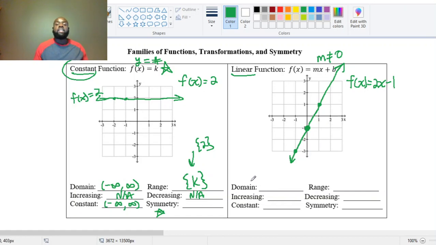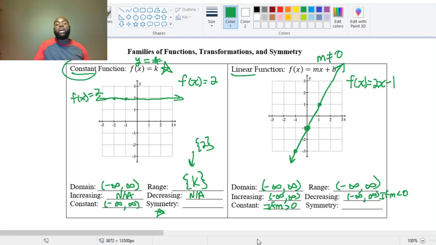So the domain of that function, since it's a slanted line always, is going to be from -infinity to infinity. And the range is also going to be from -infinity to infinity. And any slanted line is going to continue going up and down and right and left indefinitely. So our domain and range are both all real numbers. Depending on the slope, it's increasing from -infinity to infinity if our slope is positive, or is decreasing from -infinity to infinity if our slope is negative.